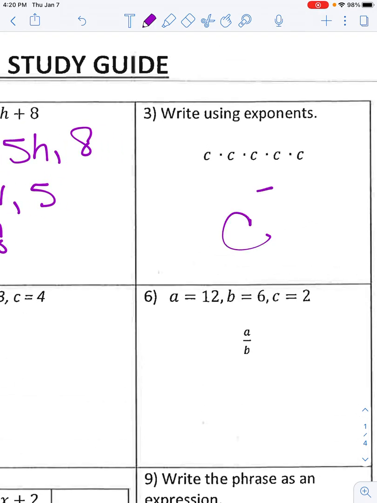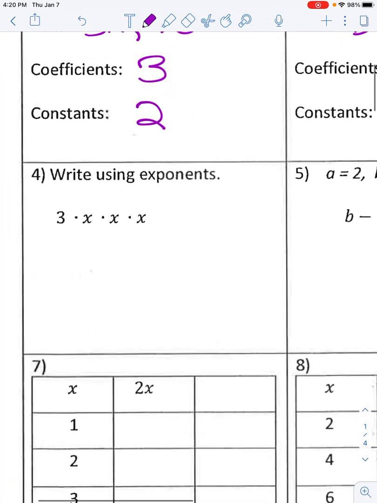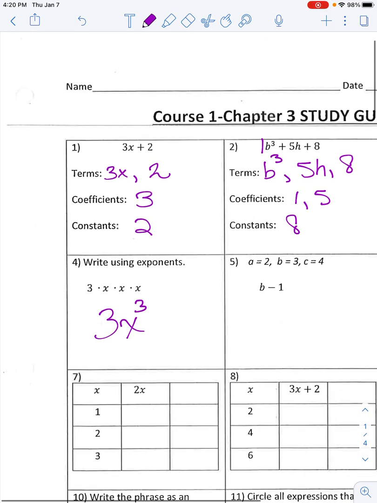Write using exponents, that is C, and there is 3, 4, 5 of them to the 5th power. Same with number 4, 3x to the 3rd power.